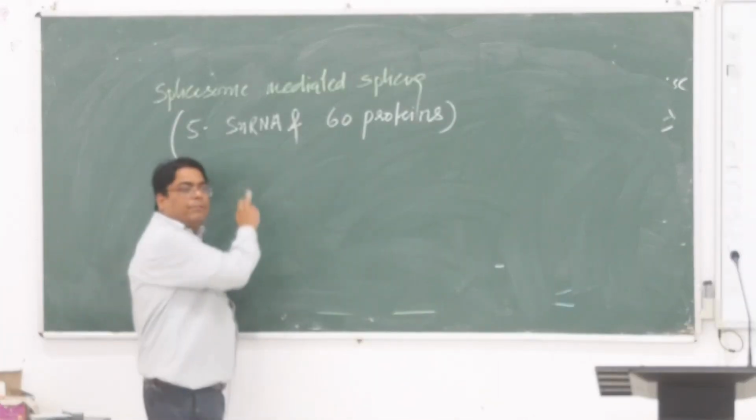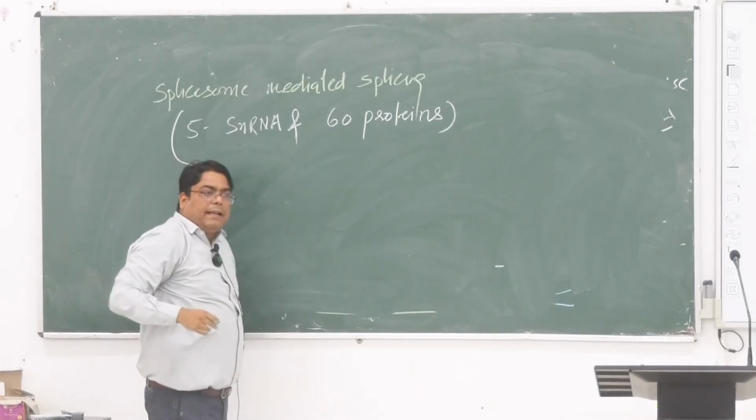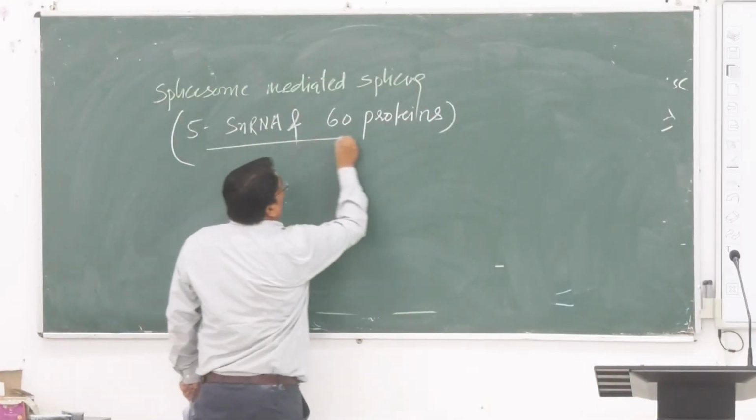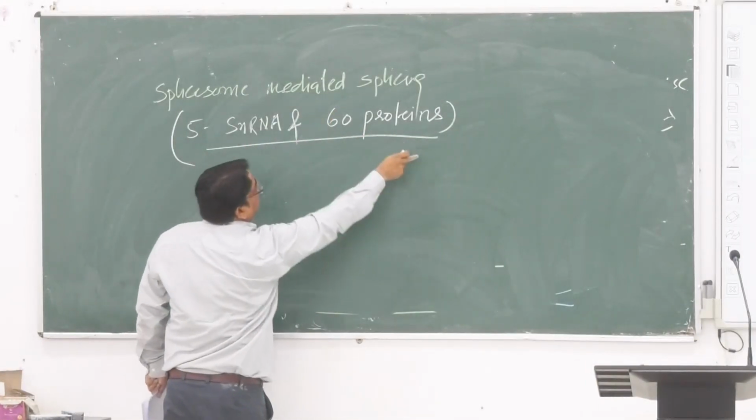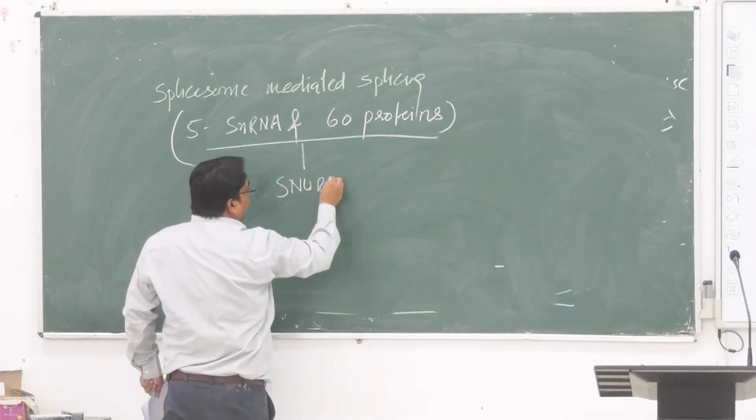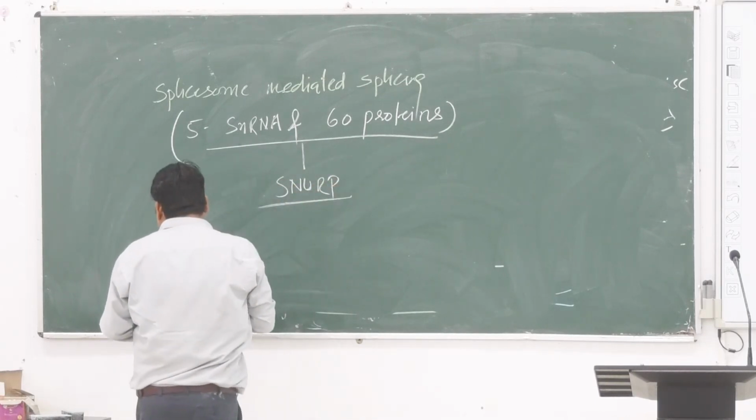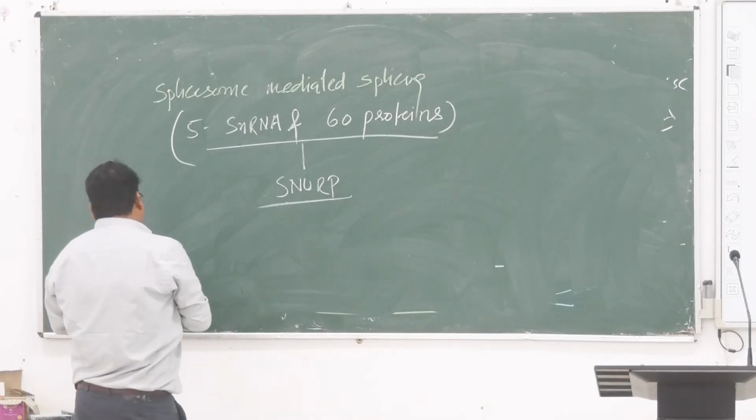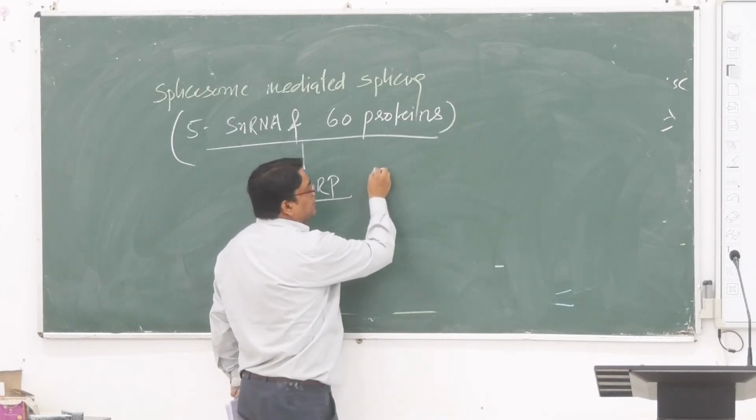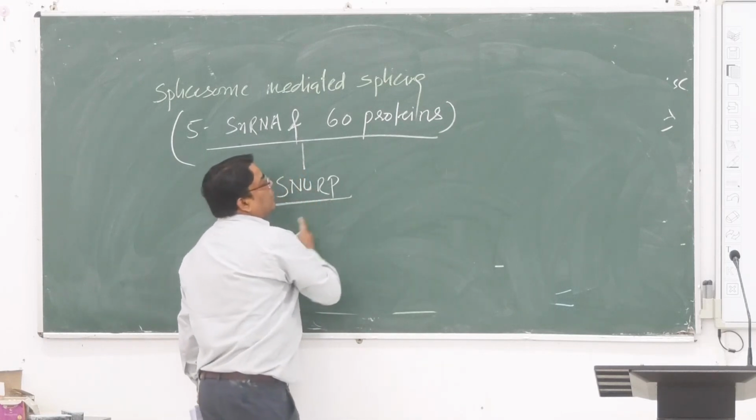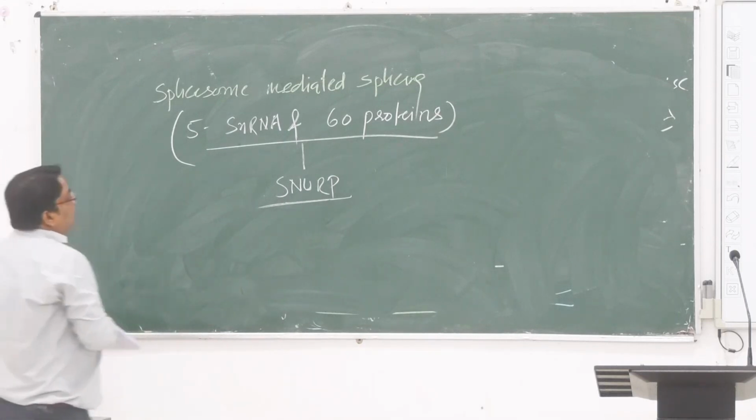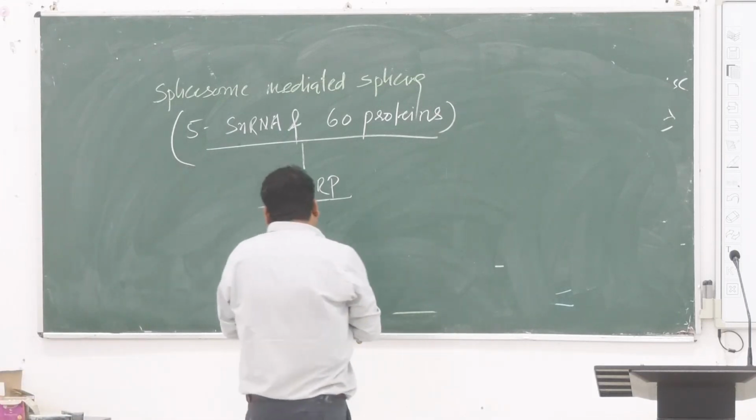For this process, 5 small nuclear RNAs and 16 proteins are required, and we call this whole composition of the spliceosome SNURP. It stands for small nuclear ribonucleoproteins. These are helpful for spliceosome-mediated splicing.